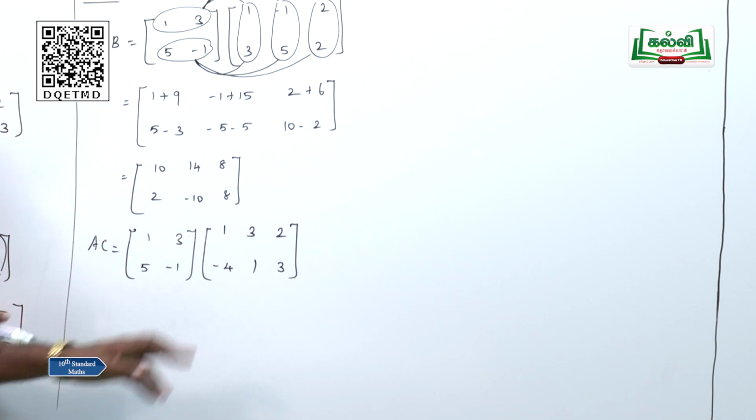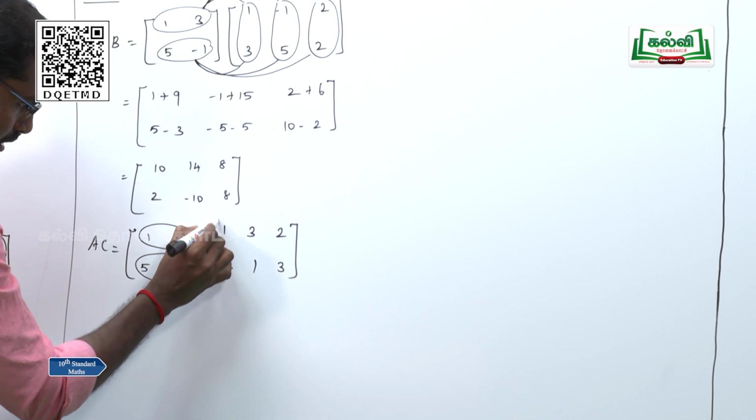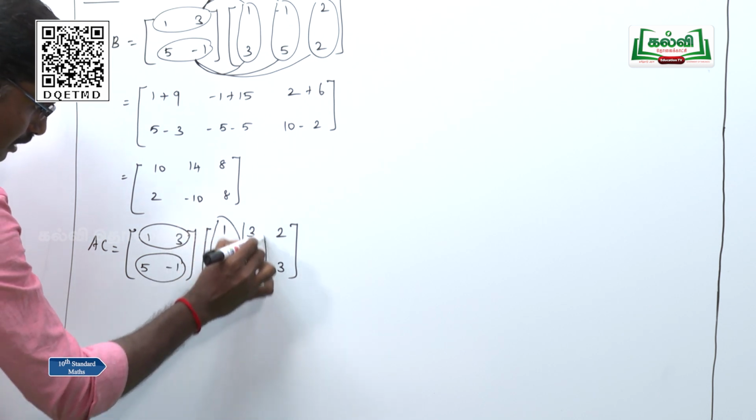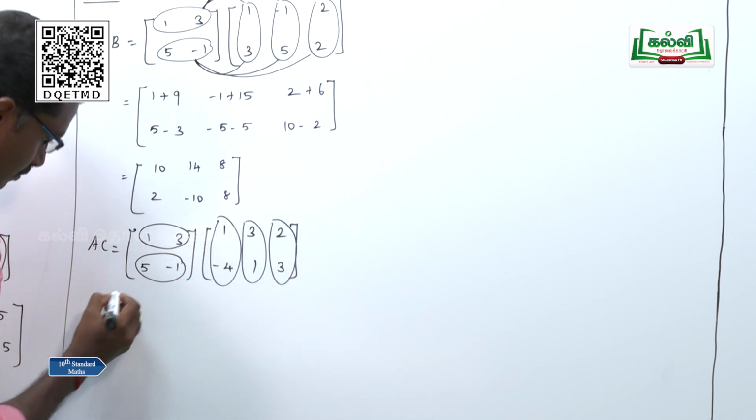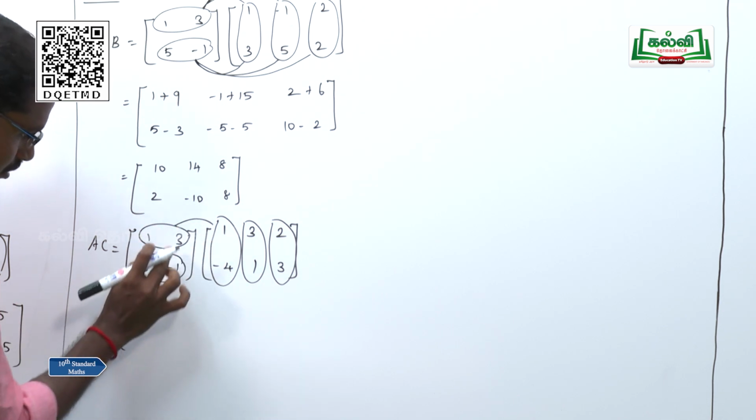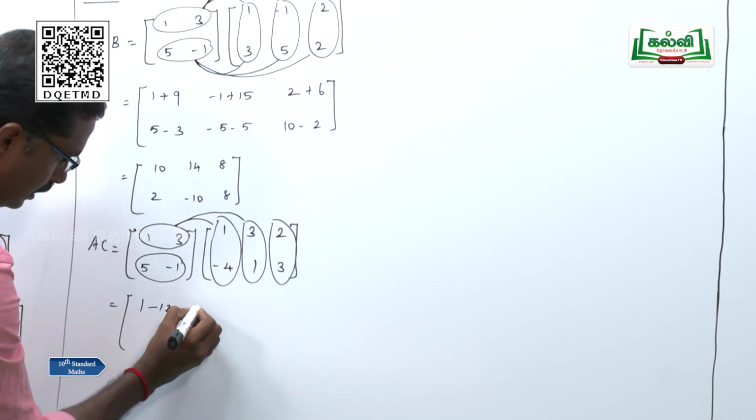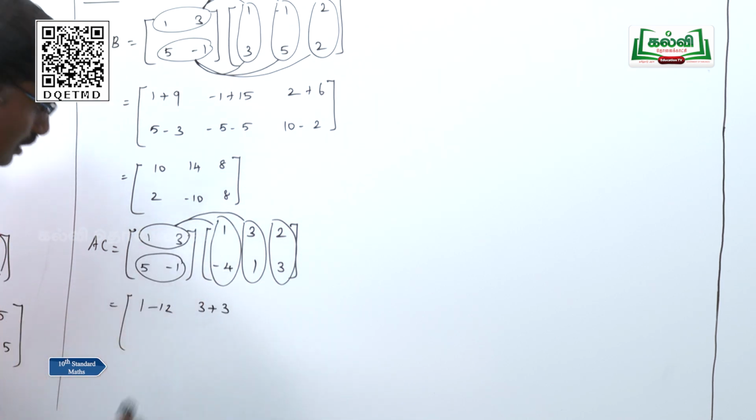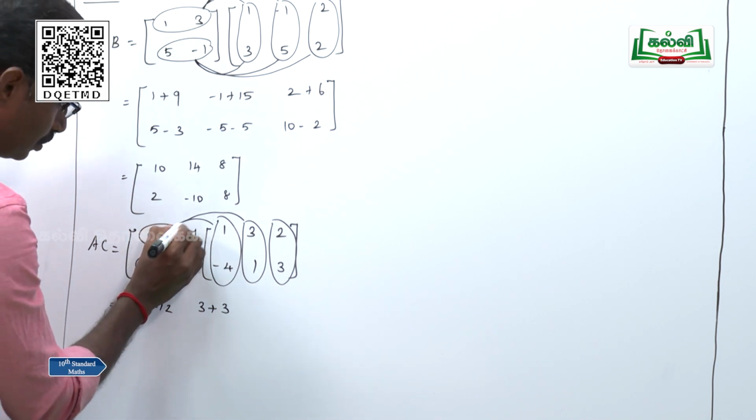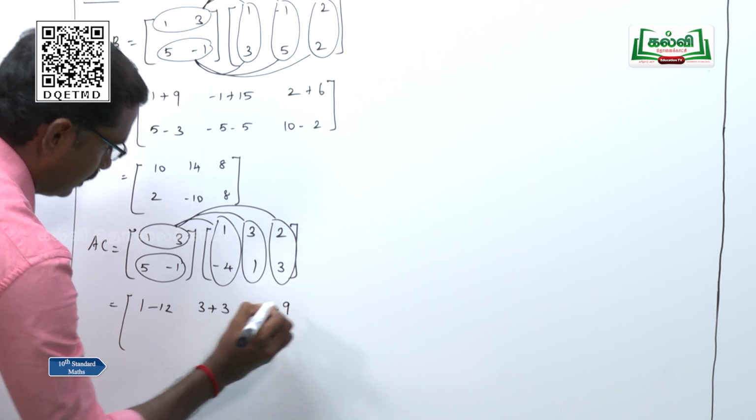So multiplication rule, row by column. Circle row-wise in this matrix, circle column-wise in this matrix. First product, first row first column: 1 3 4s are minus 12. First row second column: 3 and then 3. First row third column: 1 2s are 2, 3 3s are 9.